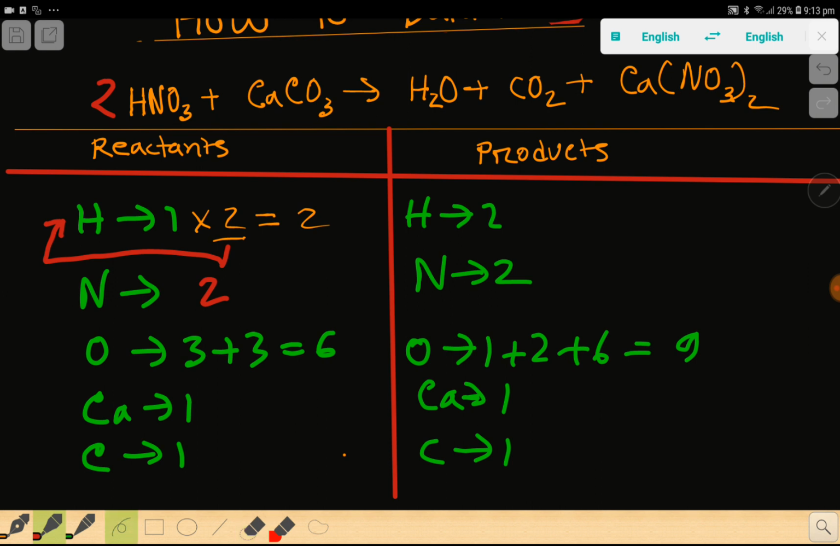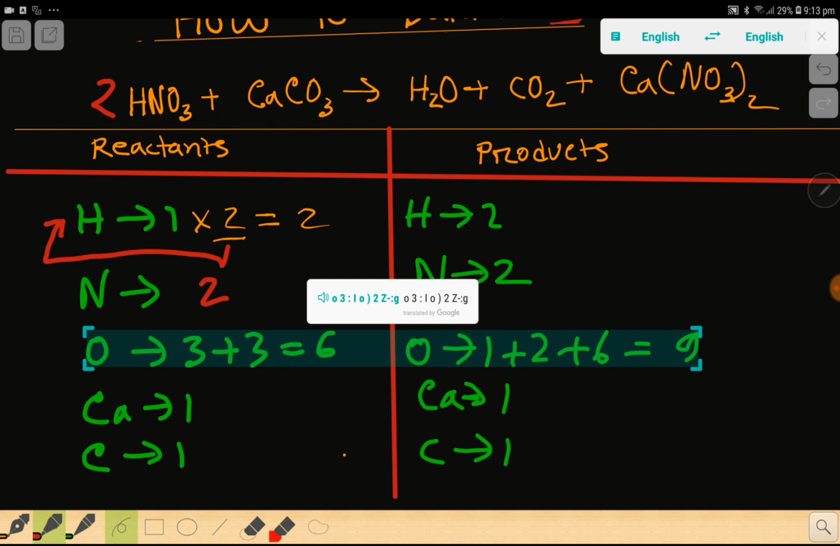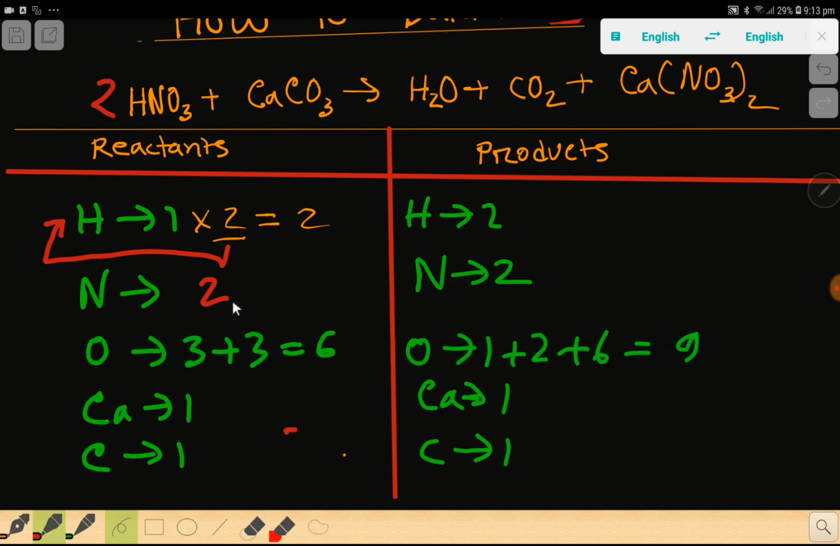Okay. Now look, hydrogen 2, nitrogen here is 2, then oxygen 6. Look, if you place here 2, the number of hydrogen will be 2, the number of nitrogen will be 2, and of course you have to update the number of oxygen. So 2 times 3, that gives you 6. So you have to write here 6, right?